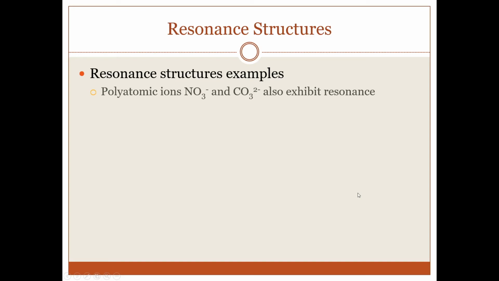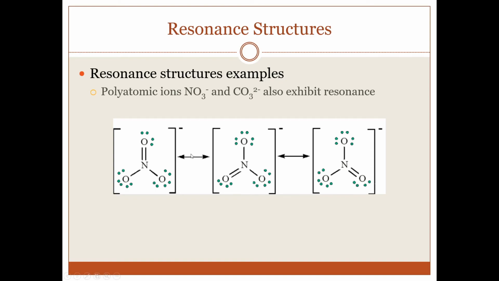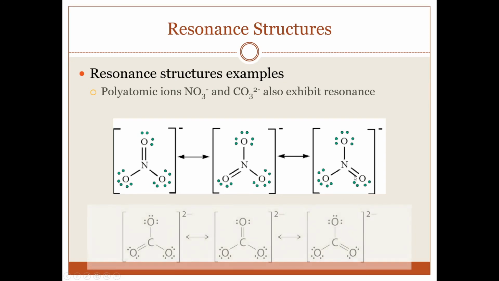So polyatomic ions can also exhibit resonance. So here's an example of NO3-. So the double bond can be up here, it can be over here, or it can be over here. For carbonate, the double bond can be over here, it can be up here, or it can be over here. These structures can ping-pong back and forth to one another.